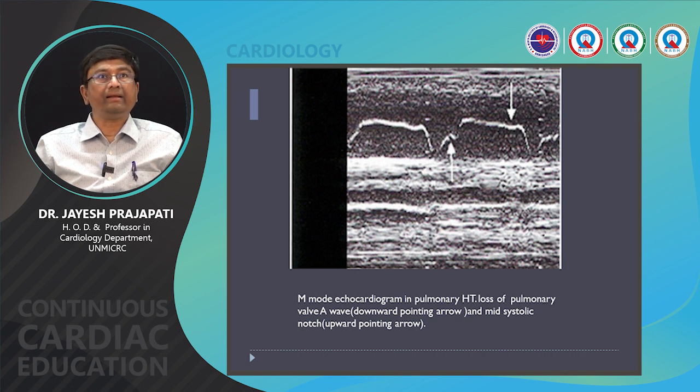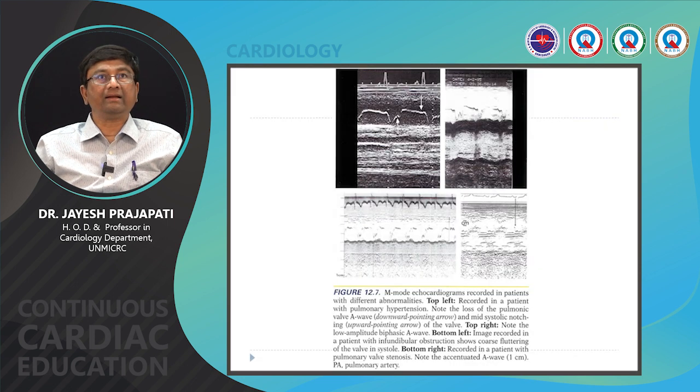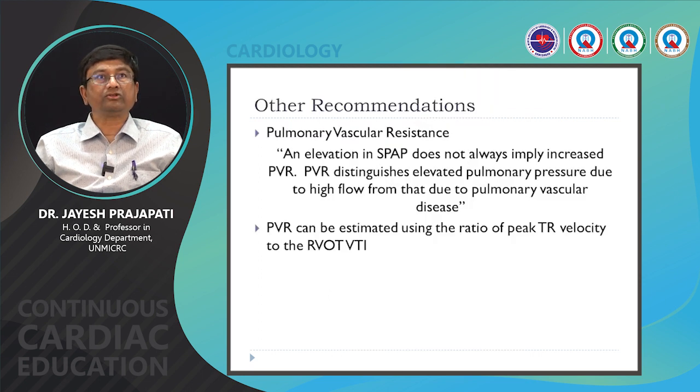Loss of the pulmonary valve A wave, a downward pointing arrow in mid systole, and the mid systolic notch suggest pulmonary hypertension. In pulmonary stenosis, it is the reverse. So this is how the M mode of the pulmonary valve is also important.